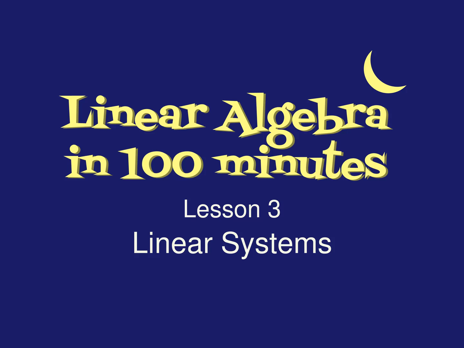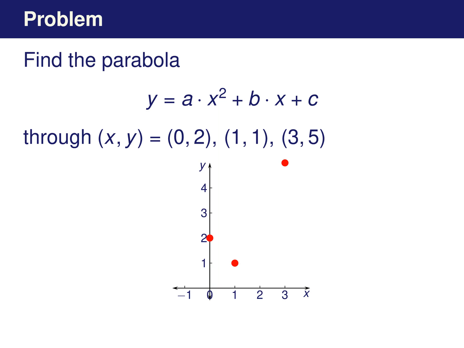Linear systems. In this lesson, we use Gaussian elimination to solve a system of linear equations. Suppose that we want to find the parabola which passes through the points (0, 2), (1, 1), and (3, 5). In this case, we know x and y and we want to find the unknown coefficients a, b, and c.